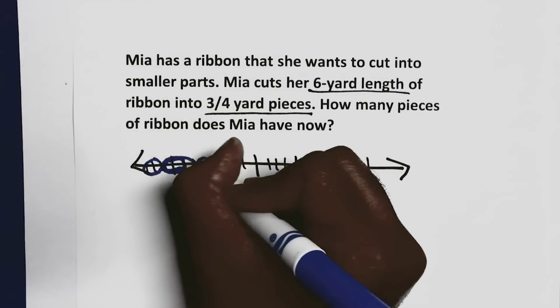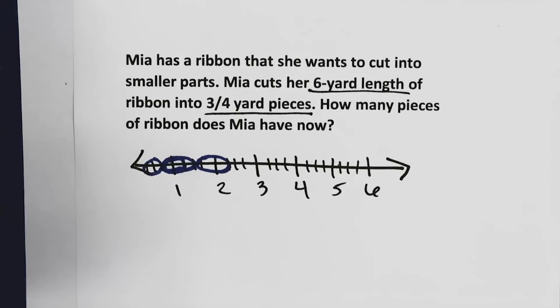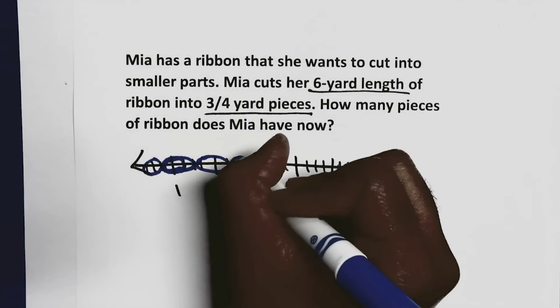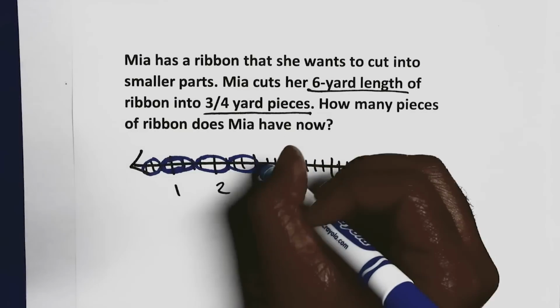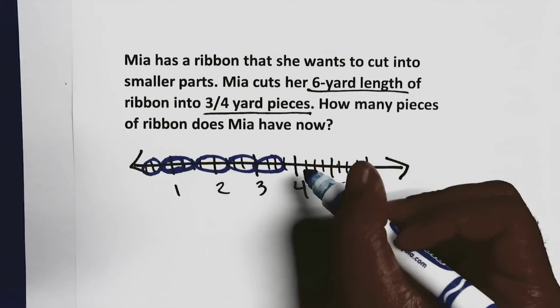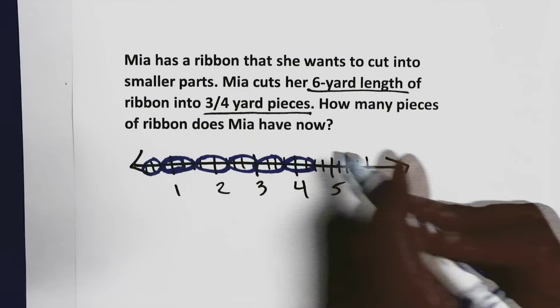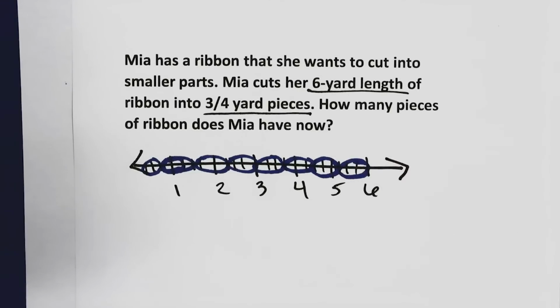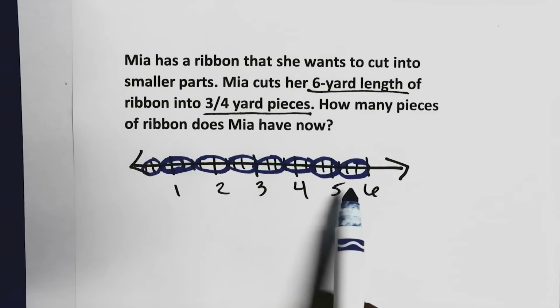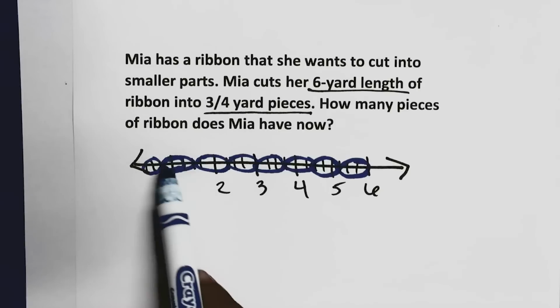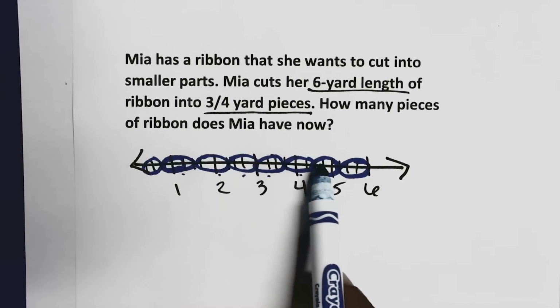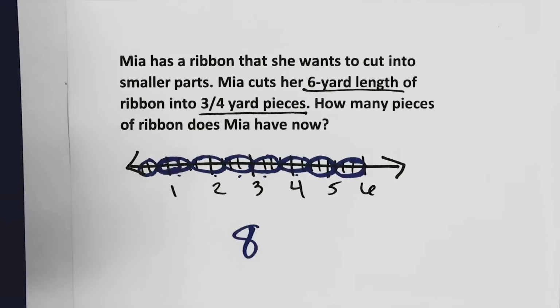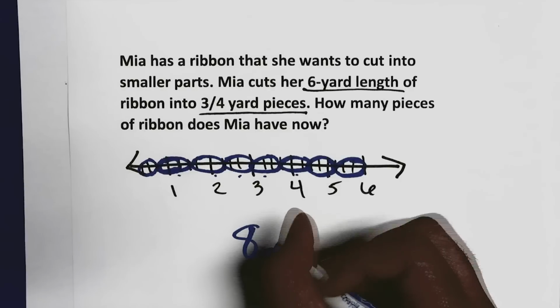So now, we're gonna keep going. All right, so this shows me how many 3/4 are in 6. So how many 3/4 yard pieces are in 6 yards? Let's count. 1, 2, 3, 4, 5, 6, 7, 8. Correct. That is 8 pieces.